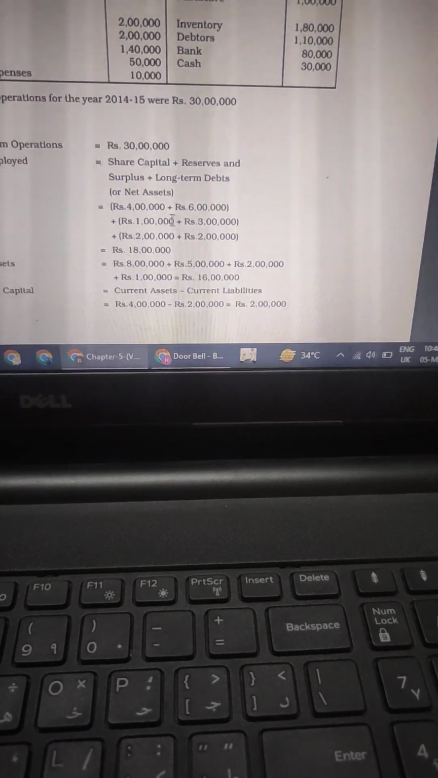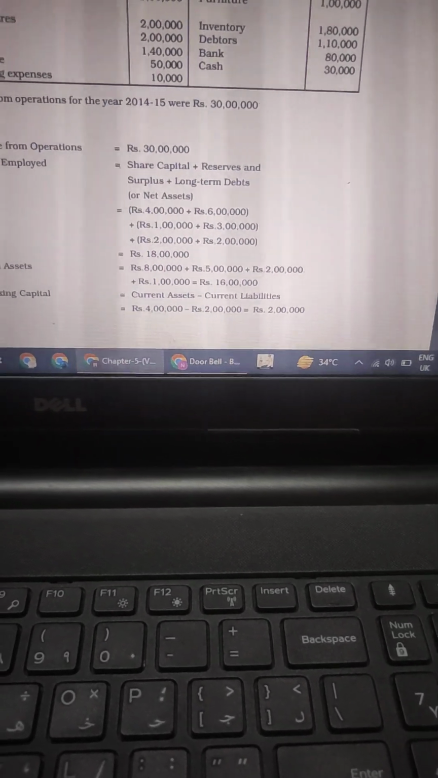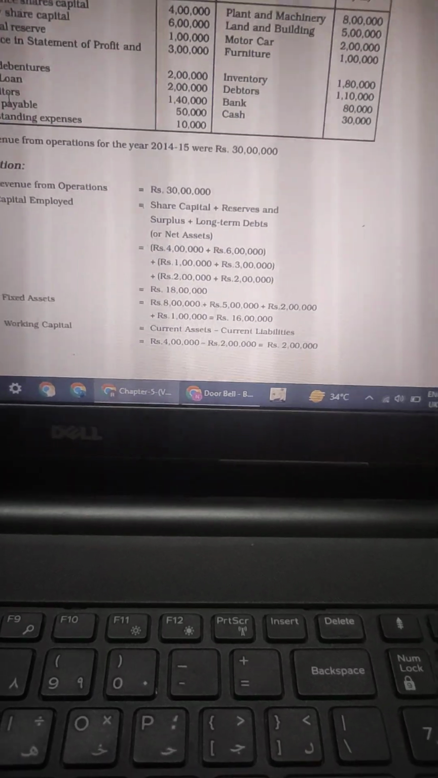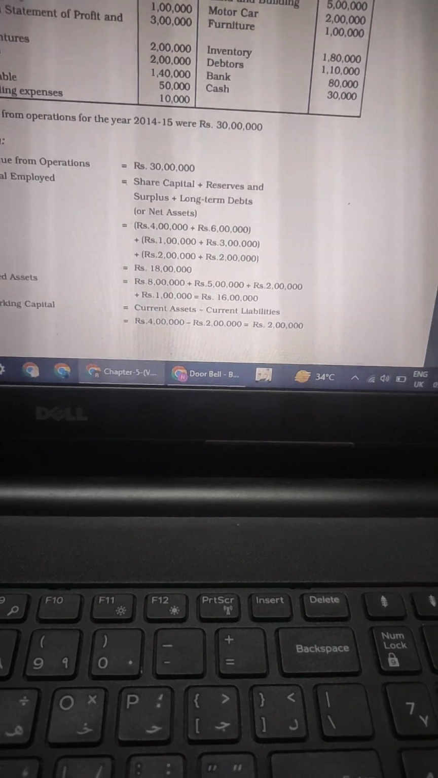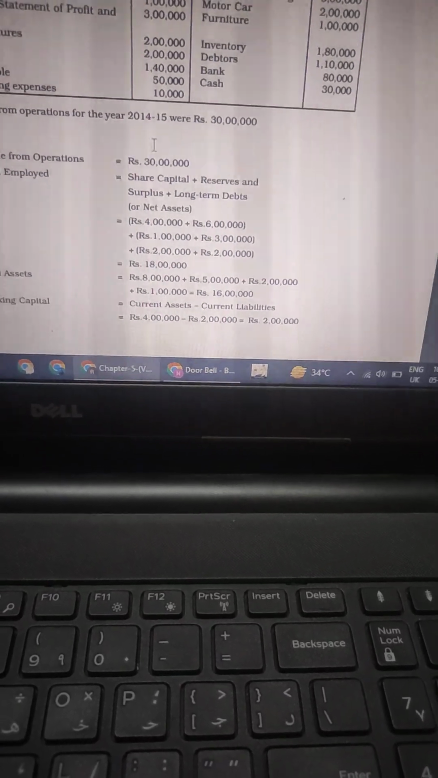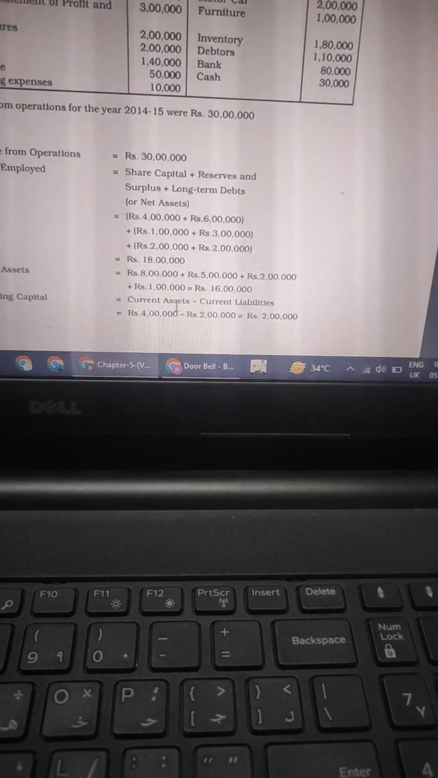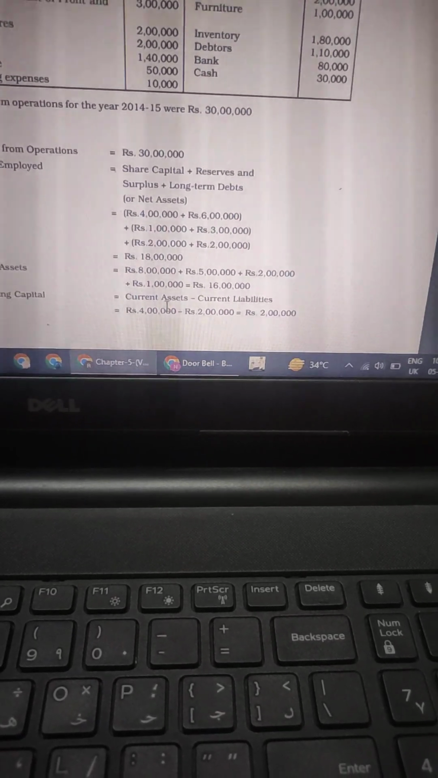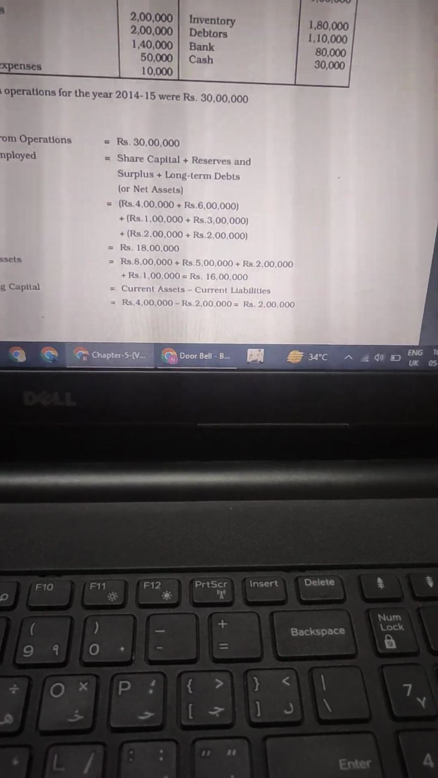And current liabilities we have to find. Current liabilities means the liabilities which are paid within 1 year. So here it includes creditors, bills payable and outstanding expenses. By adding these 3 values, we get the amount as 2 lakhs. So by reducing current liabilities from current assets, we get the amount as 2 lakhs.